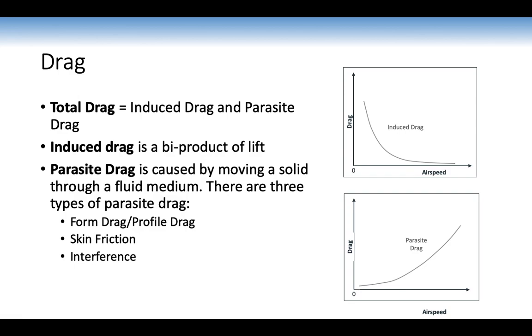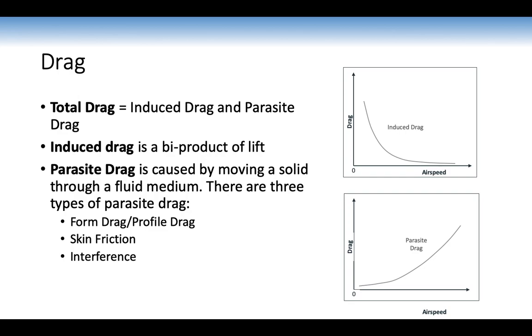So total drag equals induced drag and parasite drag. Remember, we looked at this in our objectives, how drag affects the aeroplane at both fast and slow speeds. So total drag is the same drag, but it's split into induced or parasite. Induced drag is a byproduct of lift. The reason why induced drag starts off high and then decreases is because at slow speeds you've got quite high angles of attack, which is quite unaerodynamic.